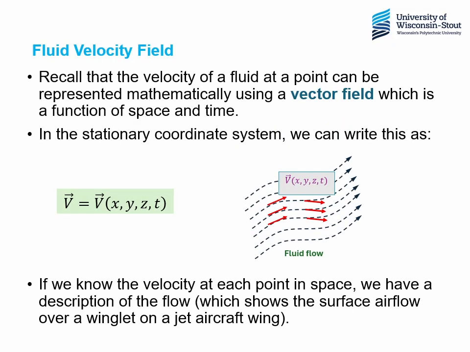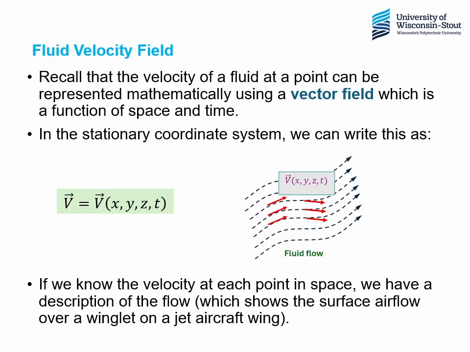Let's begin with the velocity field. In fluid mechanics, the velocity of a fluid at a point is represented by a vector field that depends on space and time. In other words, the fluid velocity can vary with x, y, z, and time t.